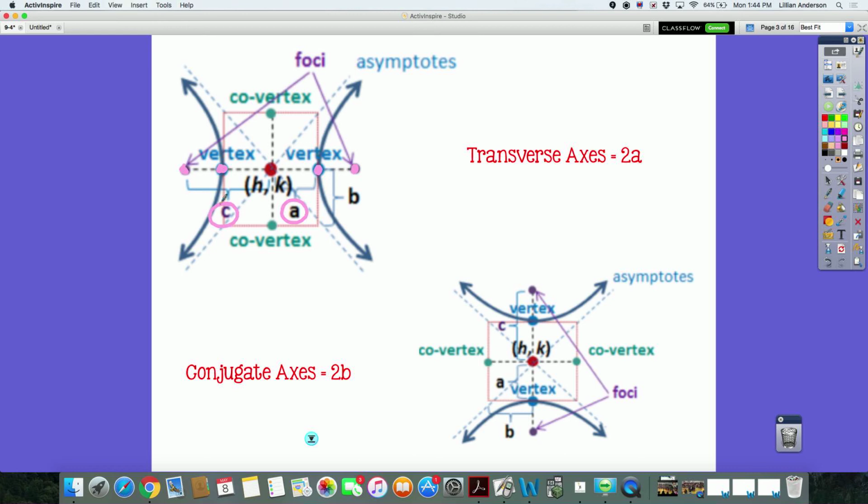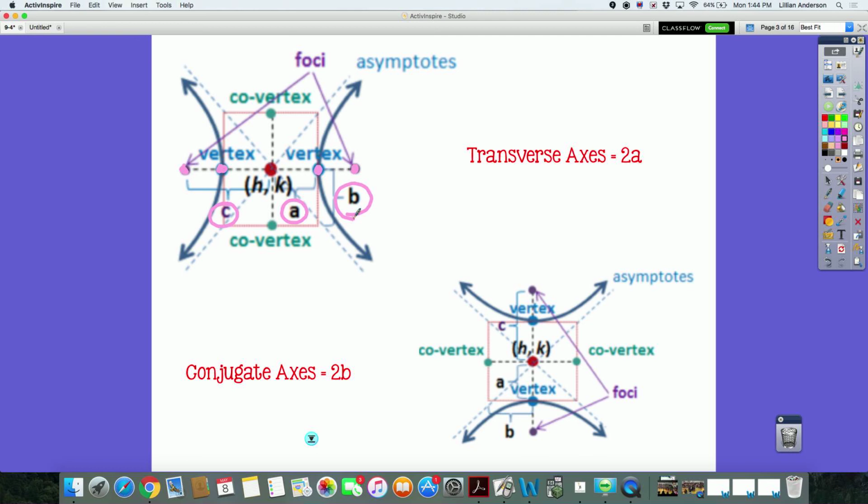Now your co-vertices, you can plot them, and this red box that you see in between the hyperbolas, you can use that to help you graph, but your co-vertices are located on that part of that rectangle, and the distance from the center to a co-vertex is the value of b. And yes, a and b are a part of your general equation for a hyperbola, and c, of course, is what you would add to your center to get your foci.